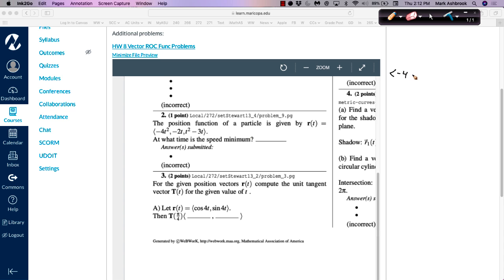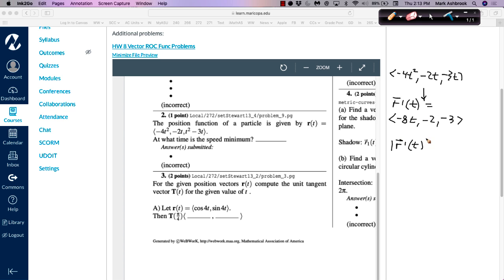What did you say? Oh, sorry. I heard you say second derivative. Is that what you said? First derivative. Good, right, exactly. So that's position. Velocity will be negative 8t, negative 2, negative 3. Do I have that right? Check my math. And now that's the velocity function, r prime. And now we want the speed function, you said?